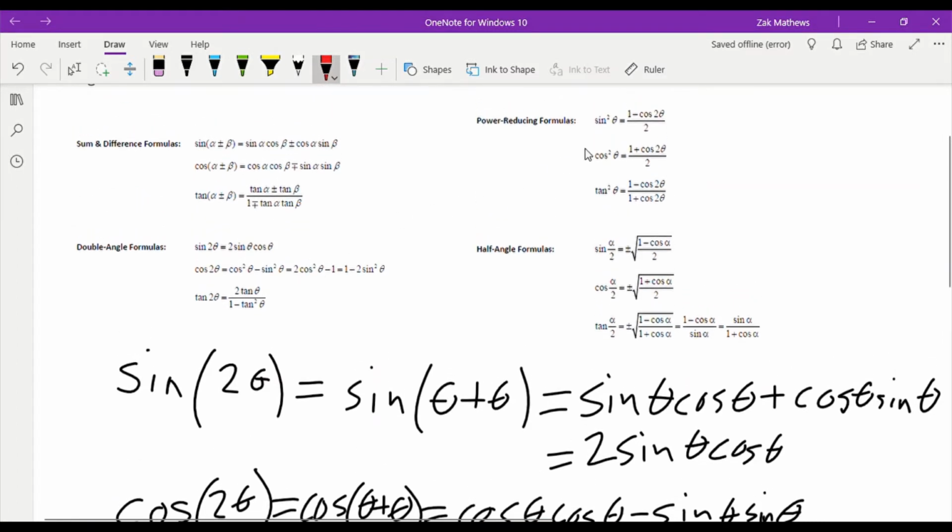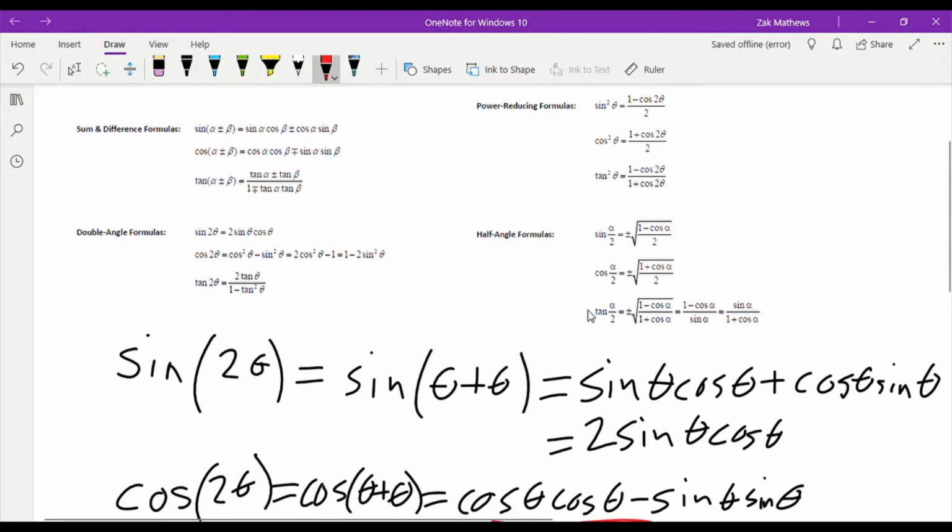Let's move over to the power reducing formulas. Sometimes it's helpful to reduce the power on a trig function. Notice this set does not manipulate the angle, it manipulates the function itself. So we're going to use something we already knew. If we think about how to reduce a power, where do we see some powers come in? They're coming in right here in this double angle formula for cosine.